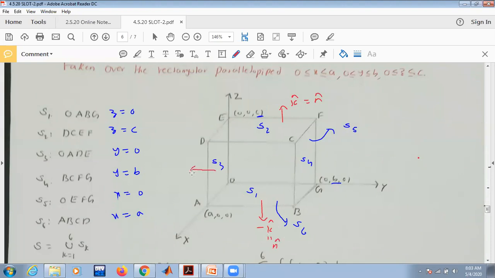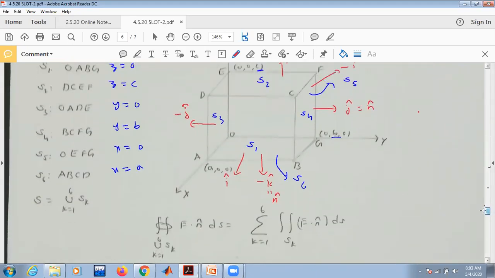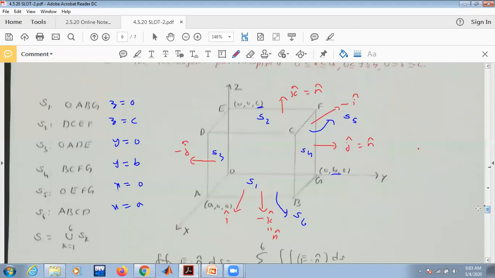And here the outward normal vector to S3 is minus j bar, to S4 is j bar, to S5 is minus i bar, and for S6 it is plus i bar. Is this clear? Once you identify the outward normal vectors correctly, and once you have the equations of the planes, everything is going to be very clear.